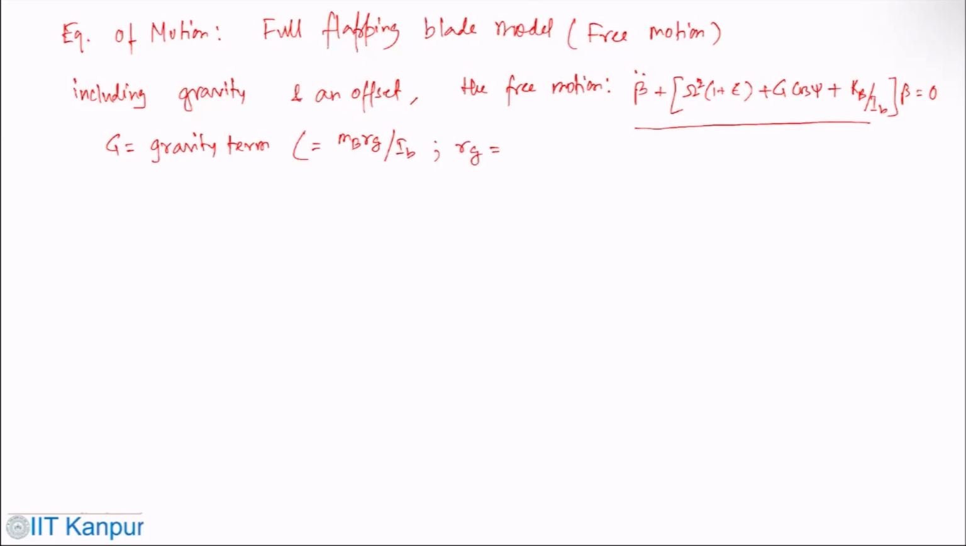Rg is the radial distance to the center of mass.